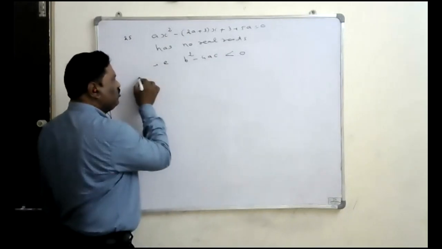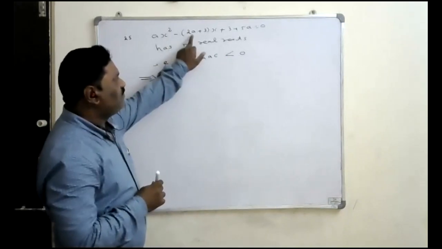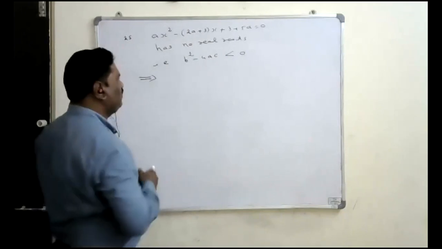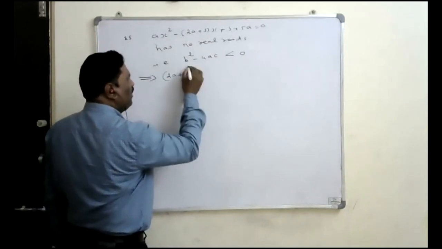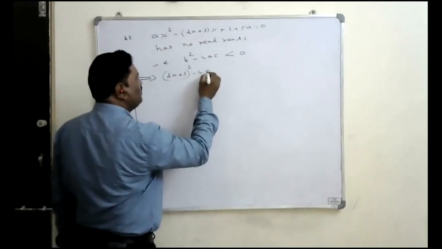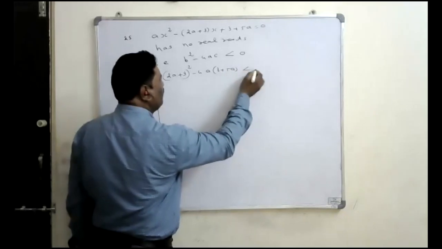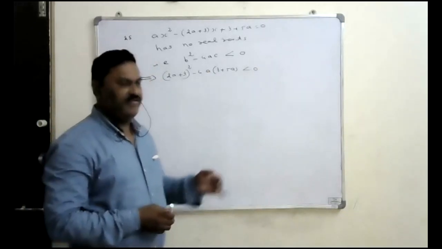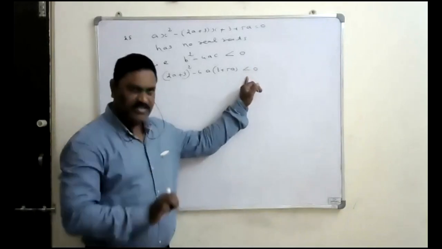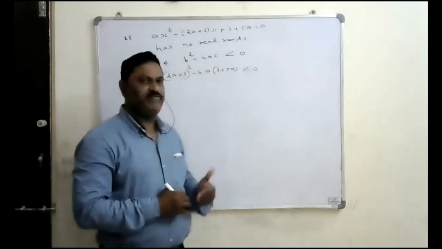Now we will apply this condition. b square, where b means the x coefficient, that is minus of 2a plus 3, whole square, that is 2a plus 3 whole square, minus 4 into a, where a means a and c means 3 plus 5a, is less than 0. So we are getting an inequation here. Whenever the less than or greater than symbol is there, we get an inequation. Now we have to solve this inequation.